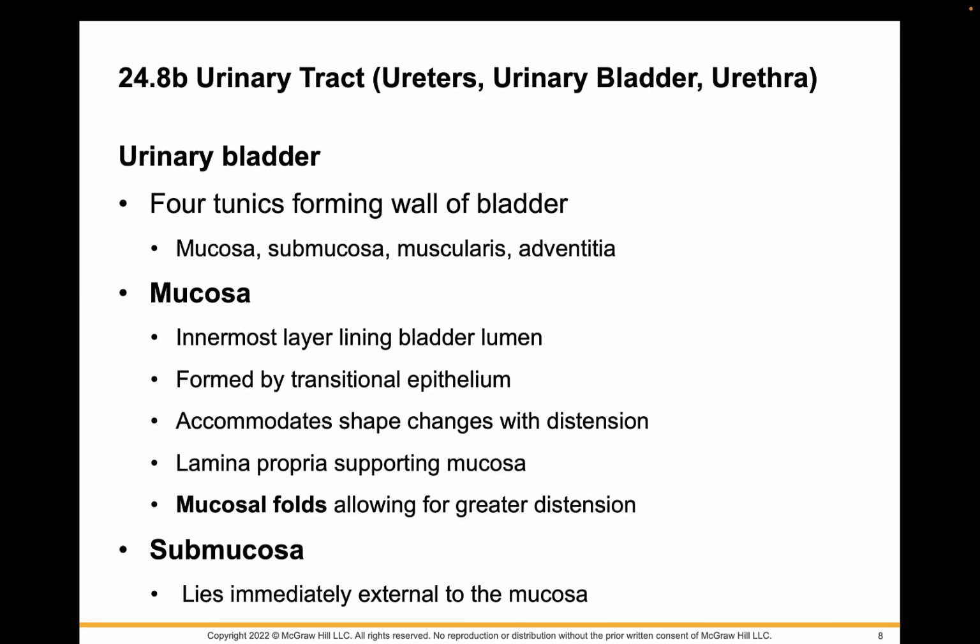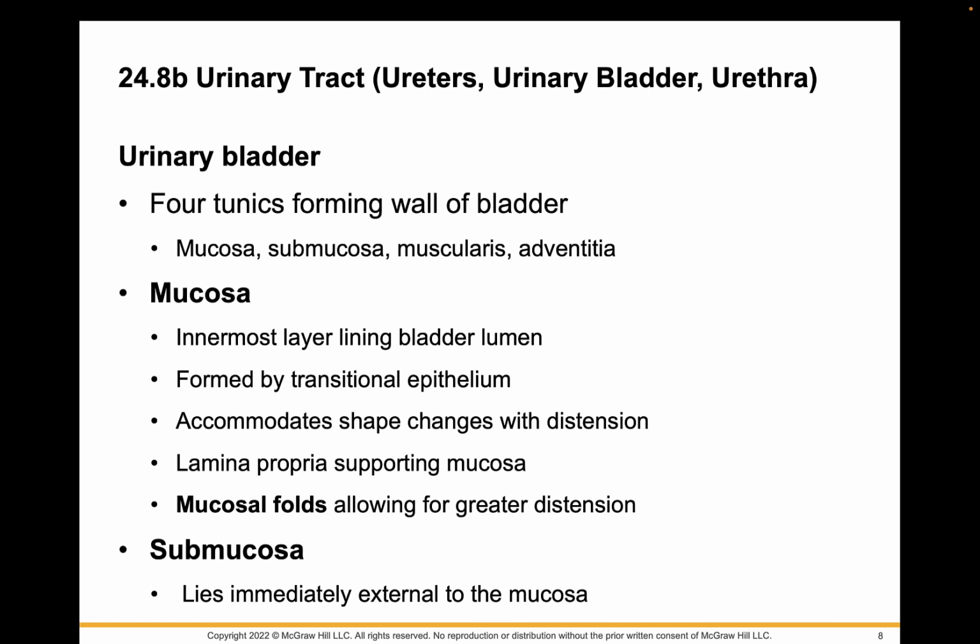not 3 tunics. Remember, we saw 3 tunics within the ureters. We now have 4 tunics. And the new layer is the submucosa. So we basically have the mucosa, the submucosa, the muscularis, and the adventitia. Now, once again, the mucosa is always the innermost layer, and that is going to be lining the lumen of the bladder. It also is made by transitional epithelium, as was the ureters.